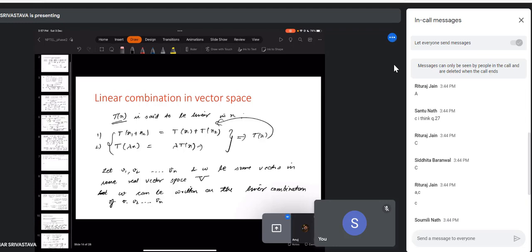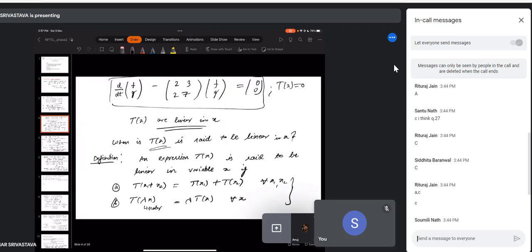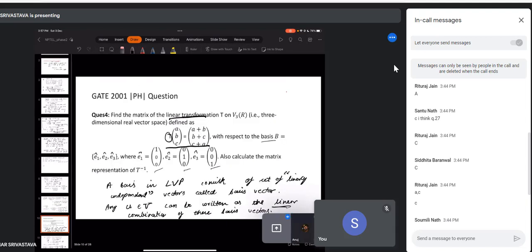Let me go back to the last class, where I explained what a basis is. A basis in a linear vector space consists of a set of linearly independent vectors called basis vectors, and any other vector can be written as a linear combination of these basis vectors. So if we have established that these vectors are linearly independent, that means they form the basis vectors. Okay, sir. Could you please share the notes after the class?